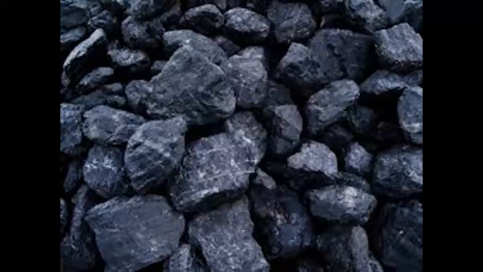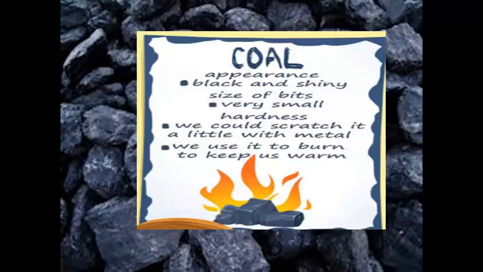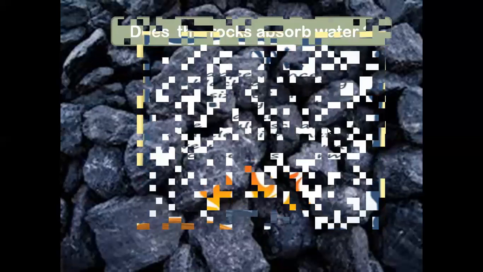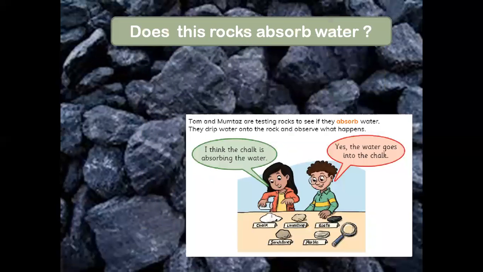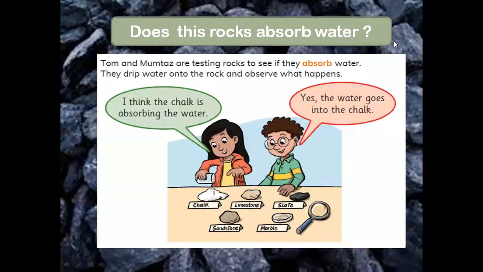So then we have coal. Appearance of the coal is black and shiny. They are very small. We could scratch it a little bit with metal. We use it to burn to keep us warm. I told you people that we have different rocks and they have different properties and they are used for different purposes. Does this rock absorb water?